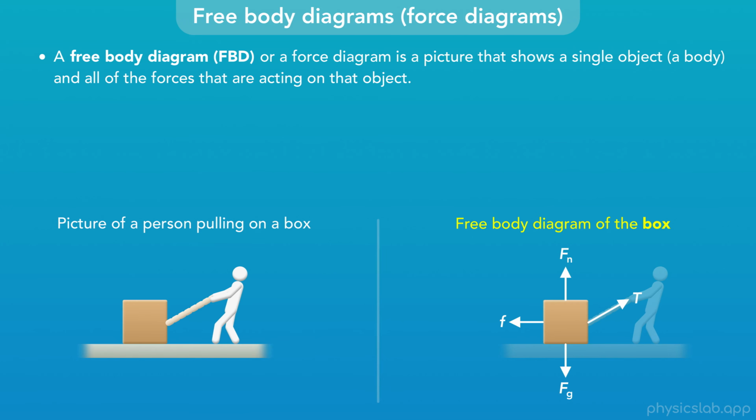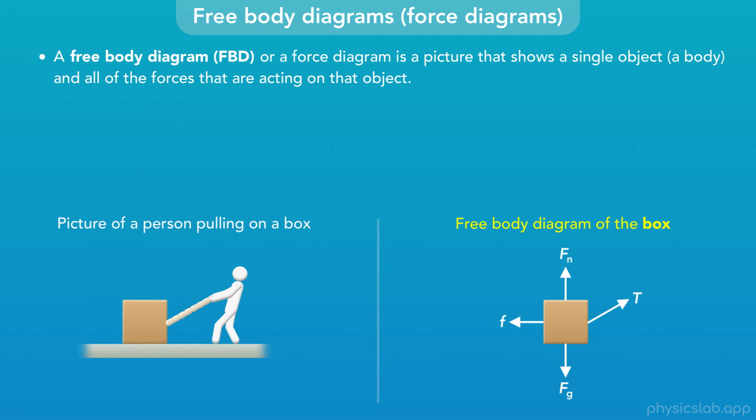But the free body diagram of the box looks like this. It only shows the box and the forces that are acting on the box. In this example, there's a tension force from the rope, a friction force from the ground, a normal force from the ground, and a gravitational force from the earth.